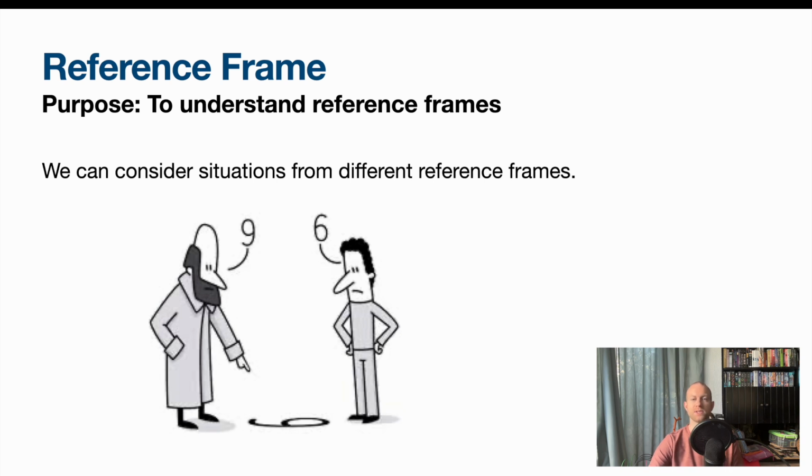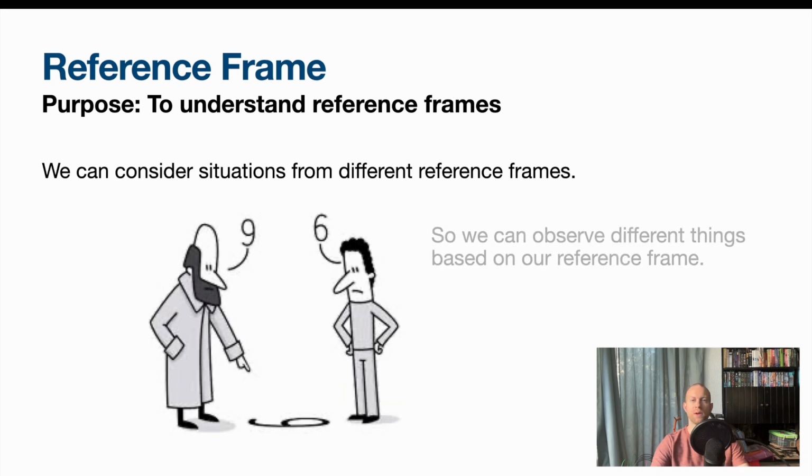As you can see from this picture, based on your observer, depending on which one you are, if you're the bearded one or the non-bearded one, you will see something different. So one sees a 9, one sees a 6. This is actually something we're going to consider in physics because depending on your reference frame, you will observe something different.